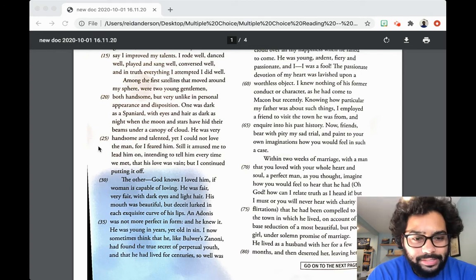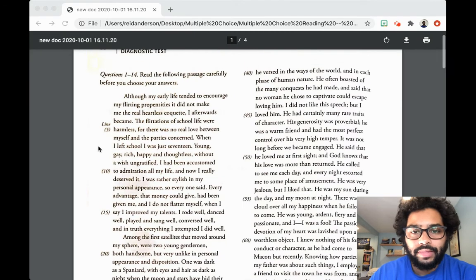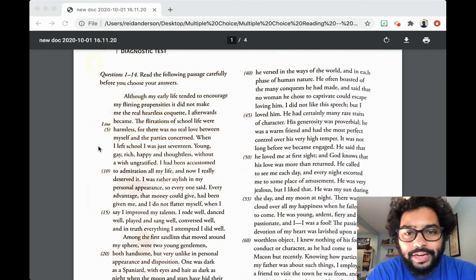I now sometimes think that he, like Bulwer's Zanoni, had found the truth, or the true secret of perpetual youth, and that he had lived for centuries. So well was he versed in the ways of the world and in each phase of human nature. He often boasted of the many conquests he had made, and said that no woman he chose to captivate could escape loving him.